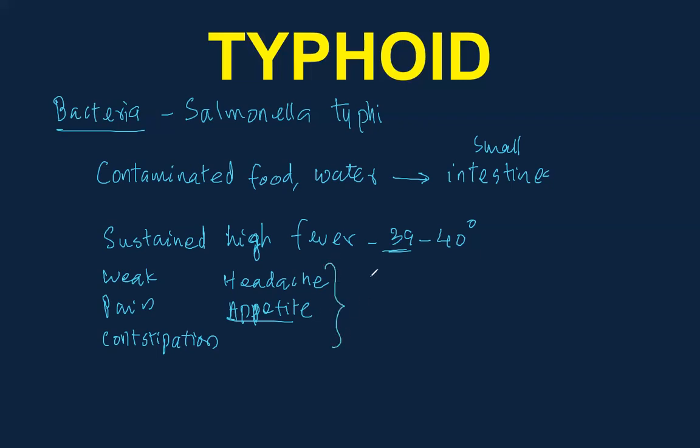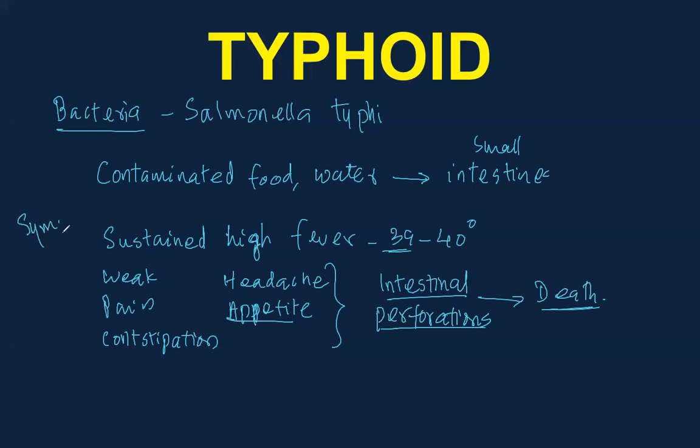In extreme cases, scientists found out that the bacteria can make holes in the intestine. This is called intestinal perforations. It damages the intestine and creates holes in it. This is very dangerous, and it can cause death. This happens when people don't go to hospital and take the right treatment, or when doctors fail to identify the disease and take it for diarrhea, dysentery, or some other disease. Those are the symptoms of typhoid: sustained high fever, weakness, pain in the stomach, constipation, headache, loss of appetite, and in severe cases, holes appear in the intestine.